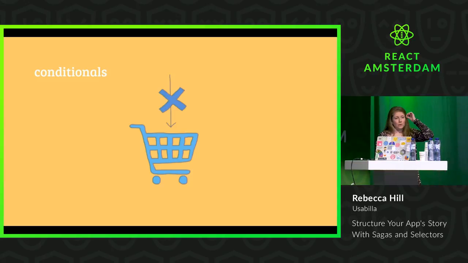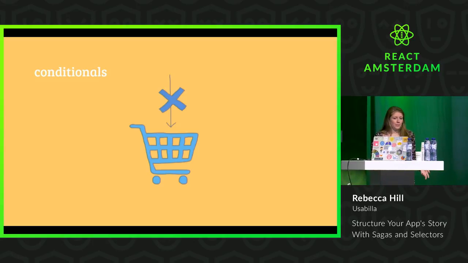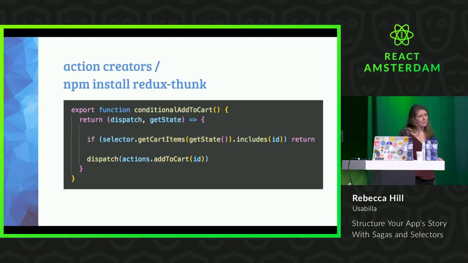Let's say that our bookstore only sells really rare one-of-a-kind books, so we need to add some validation to check that when a user tries to add a book to their shopping cart, we only allow them to do so if it's not already there. So what if we did this in our action creators or thunks? A thunk, by the way, is just an action creator enhanced by middleware. Here we have a thunk called conditional add to cart. It uses a selector to get a list of the current cart items from the state to check if the new book ID is there. If it is, then we return out of the function, and if not, then we're allowed to add the book.